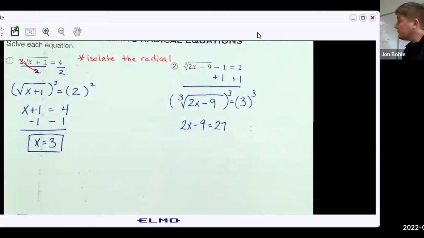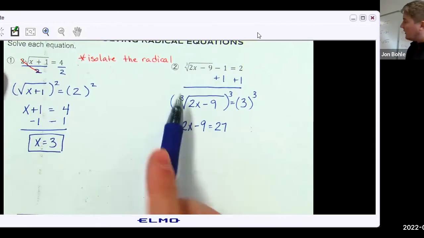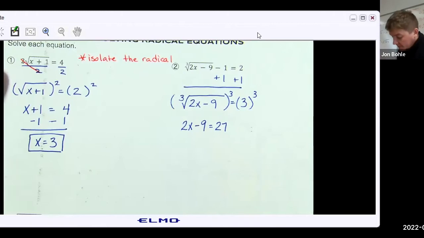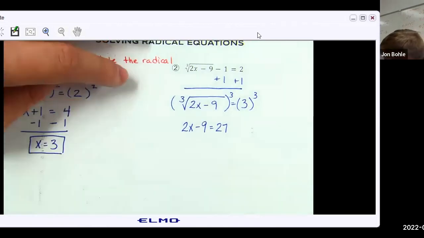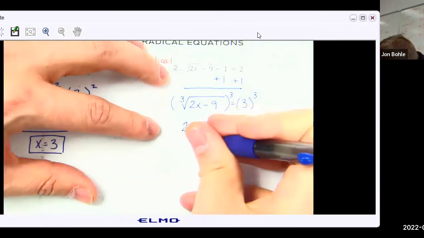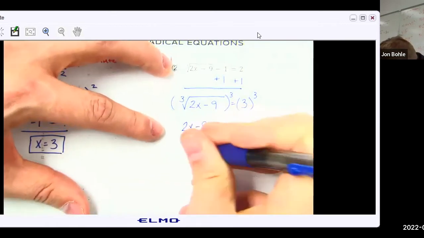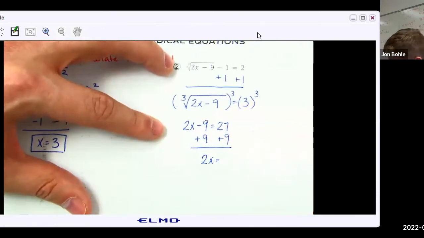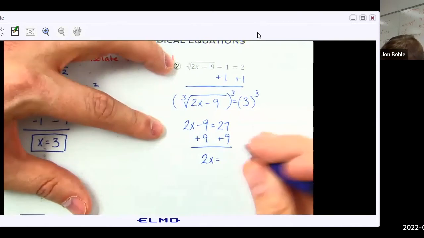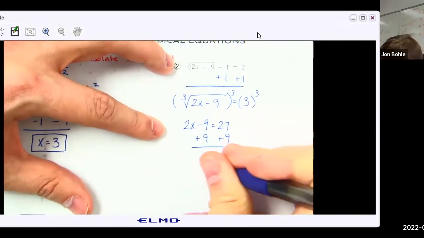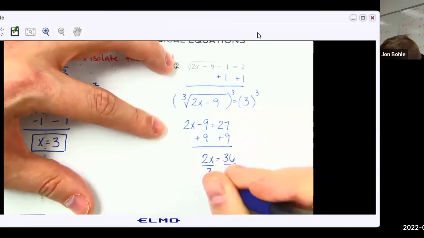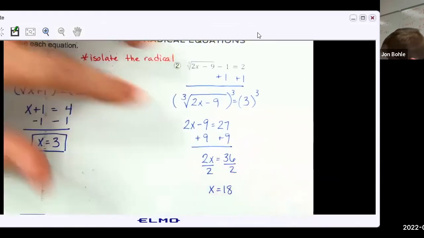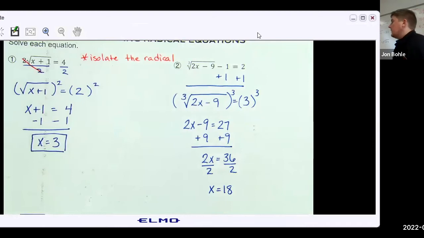Fourth power, yep. If it was an 8, you would do the 8th power. If it was a 1 million here, you would do the 1 millionth power. All right, so then I just solve from here. 27 plus 9 is 36. Then we divide by 2. So I know that x is 18.